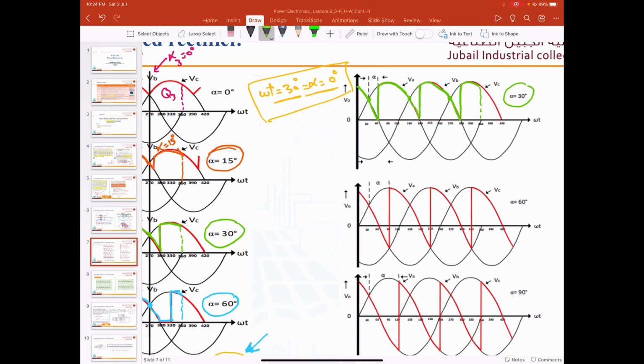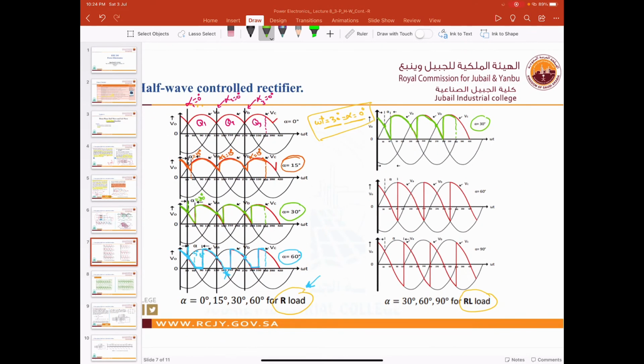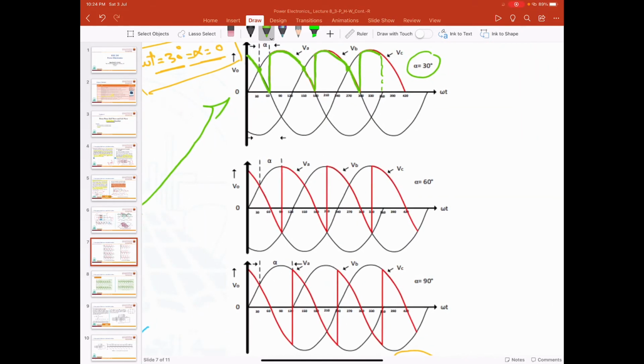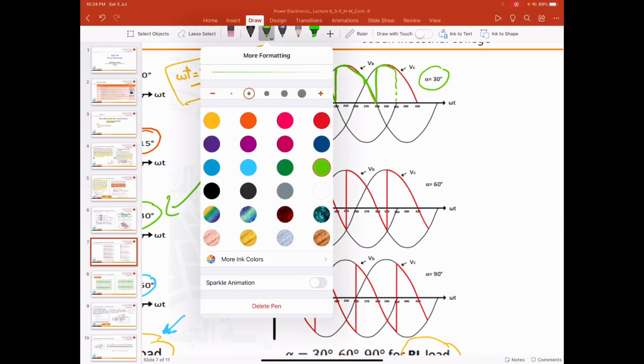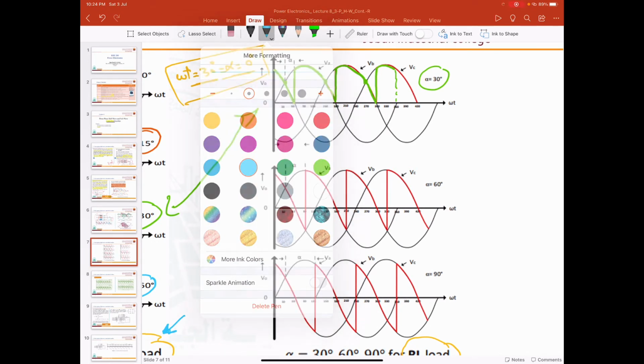Now, is there a difference between 30 here, between this line يا شباب, this waveform and this waveform? Is there any difference? No, there is no obvious difference between those lines because it is at 30 and we do not go for the negative يا شباب. We do not go for negative. Now let us see 60 يا شباب. Now this is 60. We used what color يا شباب? The blue color. Okay. The light blue here.